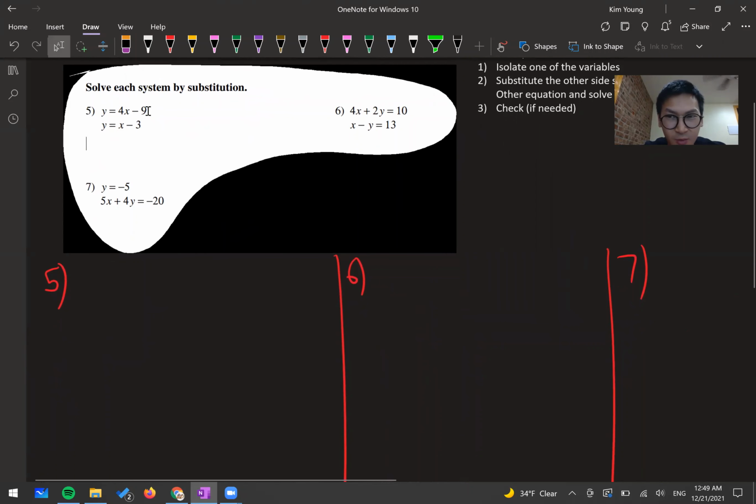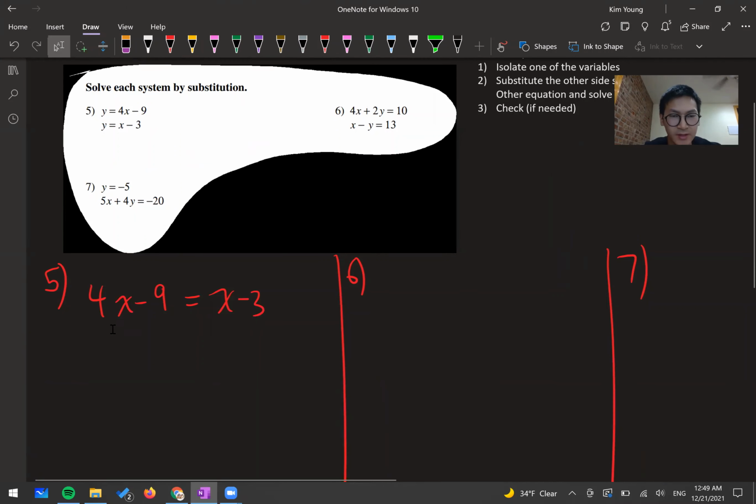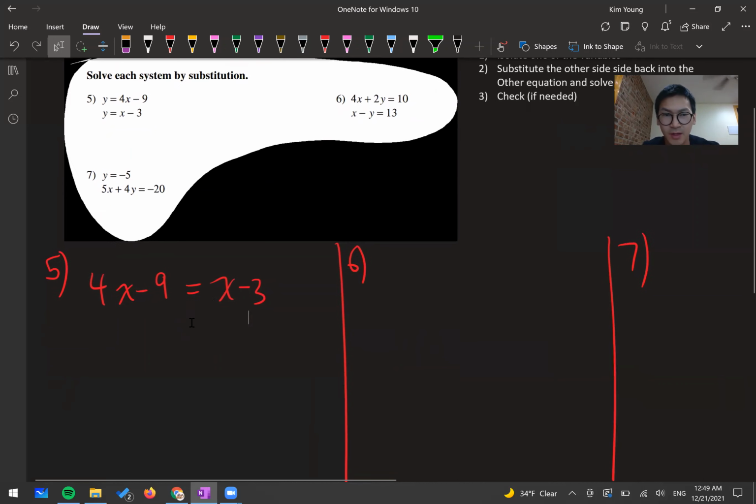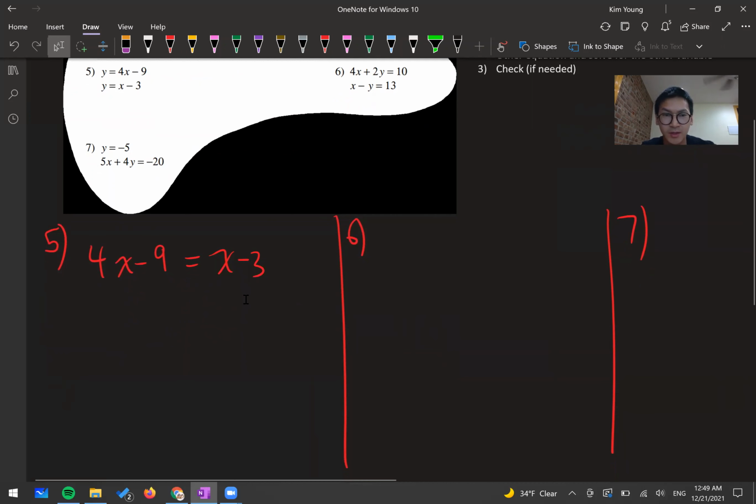So here, let me plug in the first one into the second. y is equal to 4x minus 9, so I'm just going to put it in here and then rewrite the equation. It's going to be 4x minus 9 is equal to x minus 3. Then this is just a middle school math problem where you solve for x. But you have x on both sides, so you just gotta collect the x's on one side and solve by combining like terms.